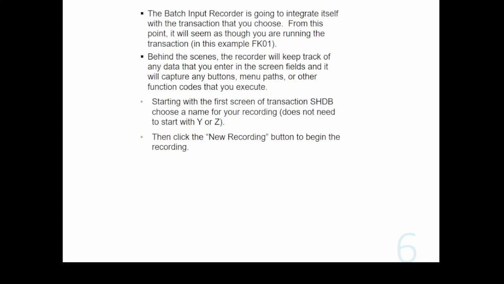We have to give the transaction code which we want to record and the steps. Behind the scenes, the recorder, in this example we will do FK01. The transaction code is FK01 for creation of vendor. Behind the scenes, the recorder will keep track of all the data of the screen. We will do that first test record into the screen, and the batch input recorder will automatically save all the information in the backend.